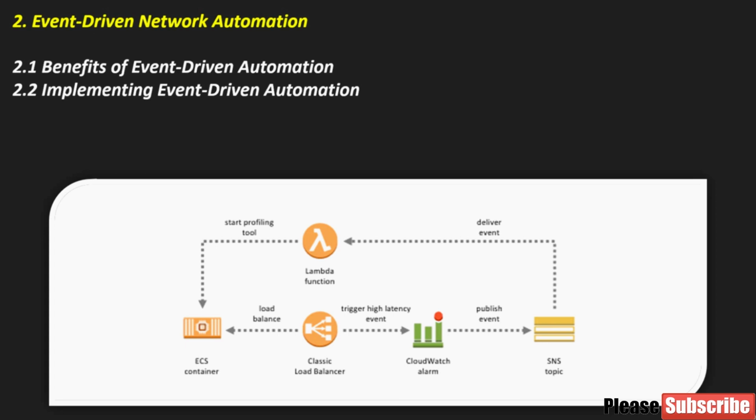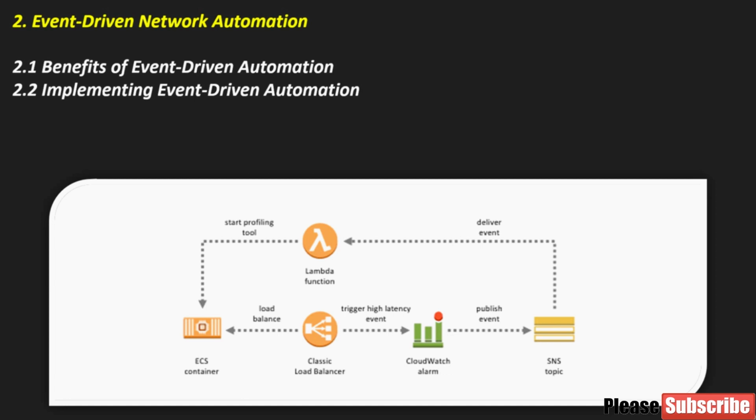So what are the benefits of event-driven automation? Starting from real-time adaptability: respond immediately to changes in the network environment. That is the first point. And efficient resource utilization also we need to focus on. It allocates resources based on actual demand, optimizing performance. And fault tolerance also we need to concentrate on. It automatically addresses issues as they arise, minimizing downtime too.